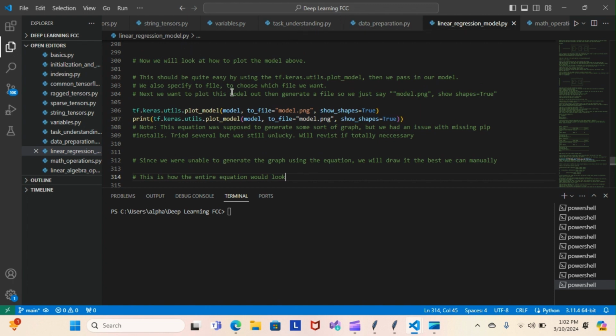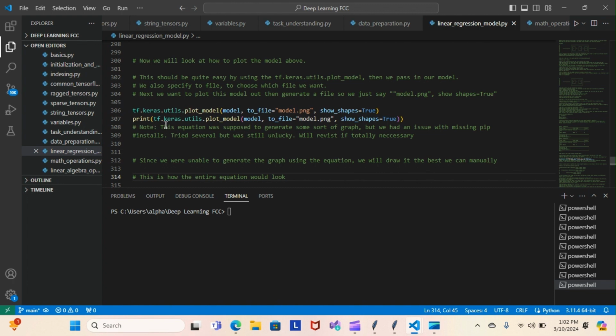This should be quite easy by using tf.keras.utils.plot_model. Then we pass in our model. We also specify the file we want. Next, we want to plot this model out and then generate a file. So we just say model.png, comma, show_shapes equals true.